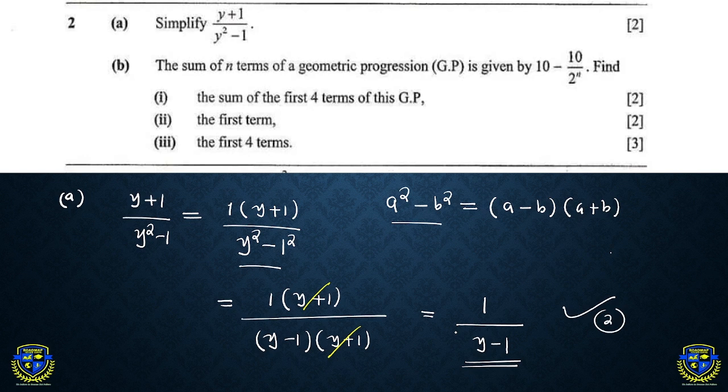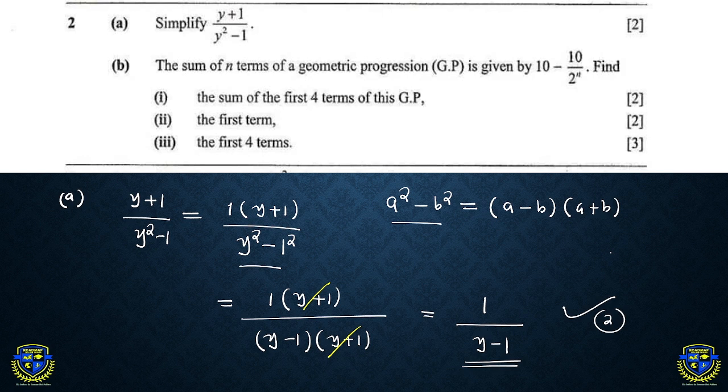Now we continue. Go to the one that deals with geometric progression. The question reads: the sum of n terms of a geometric progression is given by 10 minus 10 over 2 to the power n. Now find the sum of the first 4 terms of this geometric progression. So here they want us to find the sum of the first 4 terms of the geometric progression. So how do we find the sum in this case?